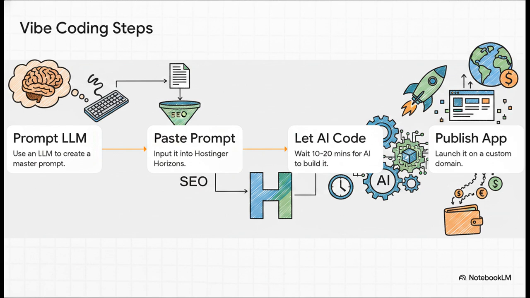Step 3, sit back and relax. Let the AI vibe code the entire layout, the landing page, and the working calculator. Honestly, this only takes about 10 to 20 minutes. And step 4, hit publish. The best part of all this? Using a tool like this costs roughly $10 a month, meaning your overhead is practically zero even if you decide to build a dozen of these sites.